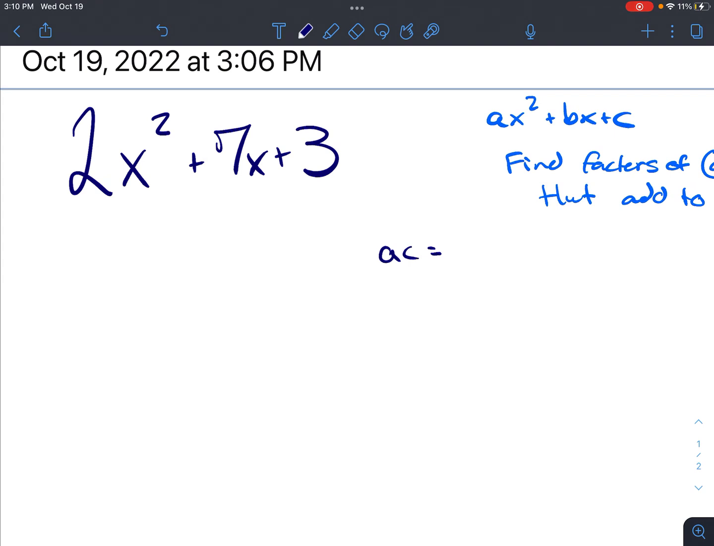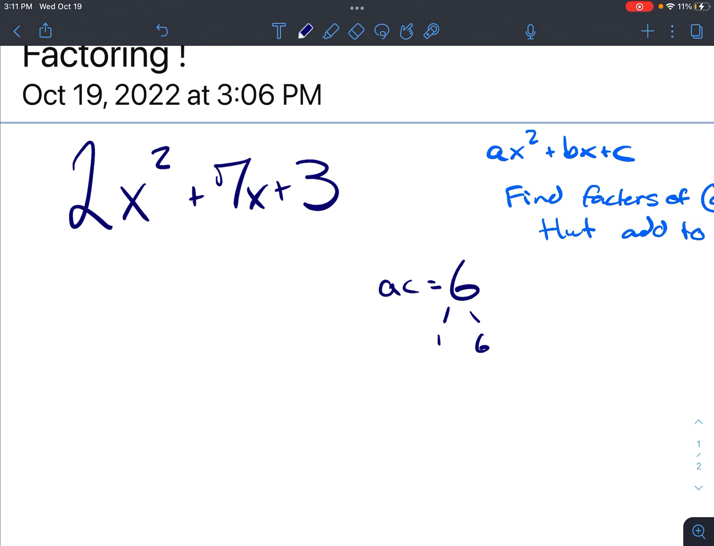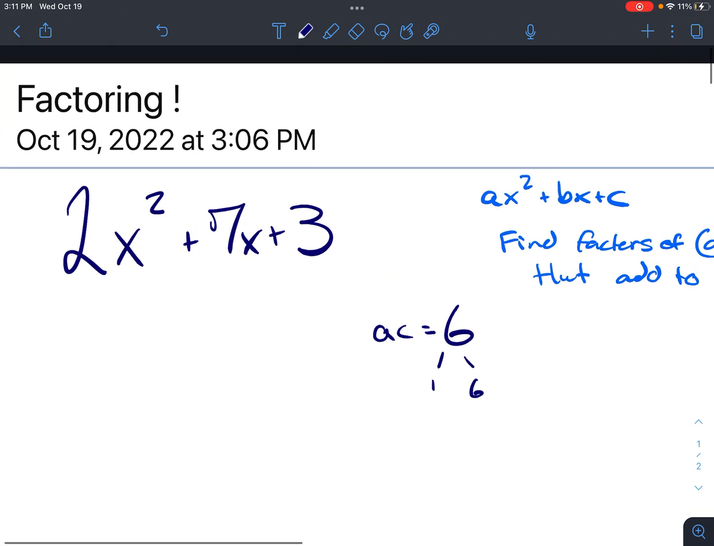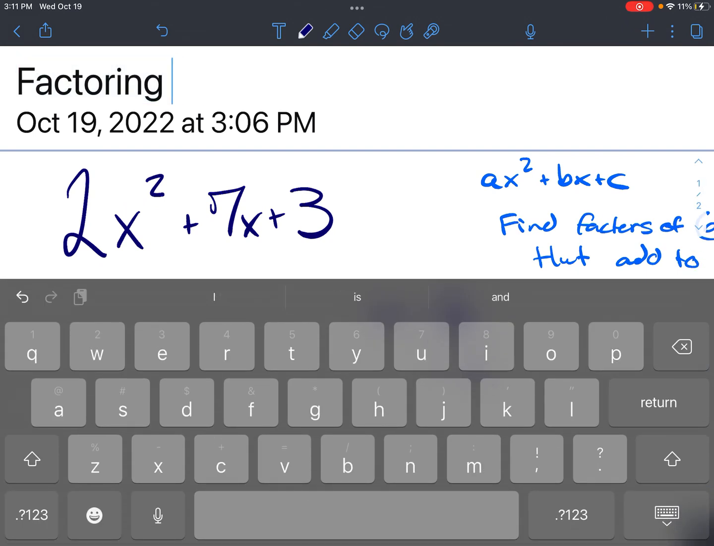So ac in this case is going to equal, oh my goodness, is it going to equal 6? Sorry. And now we think of the factors that add up to 7, and that's just going to be 1 and 6. So what this is called is factoring by grouping.